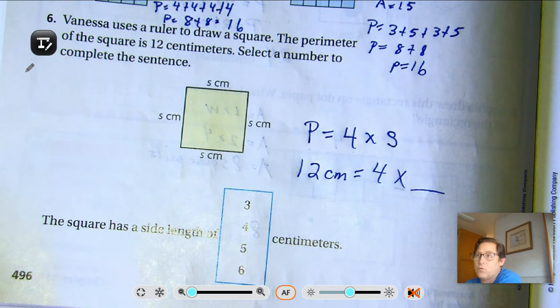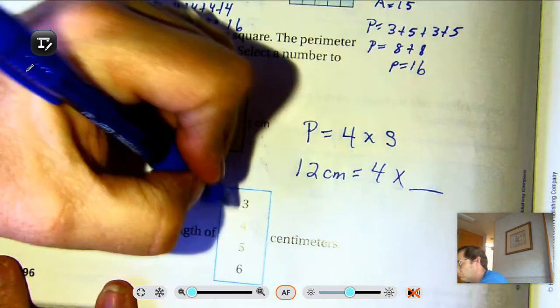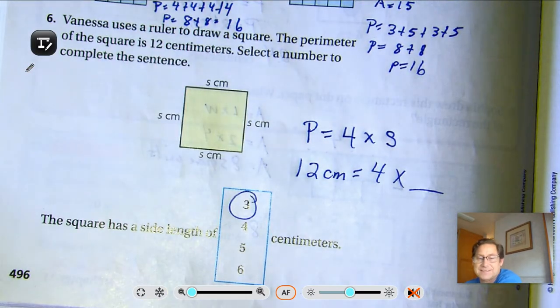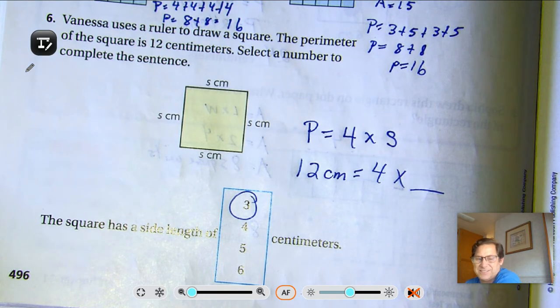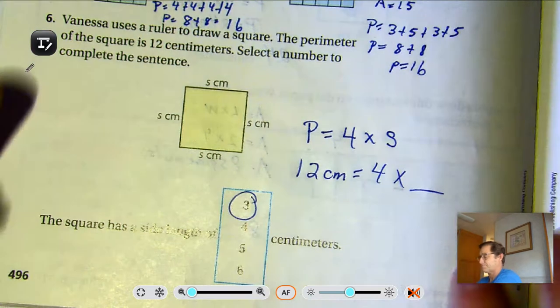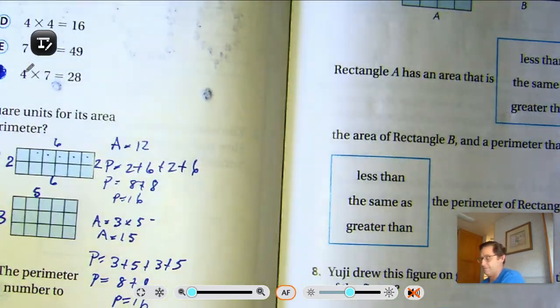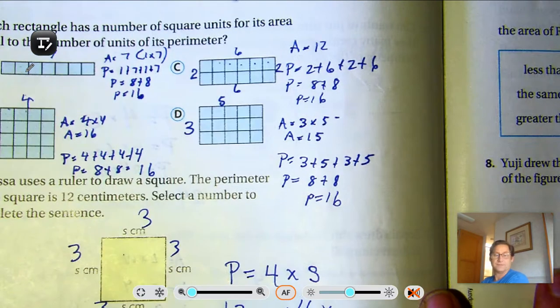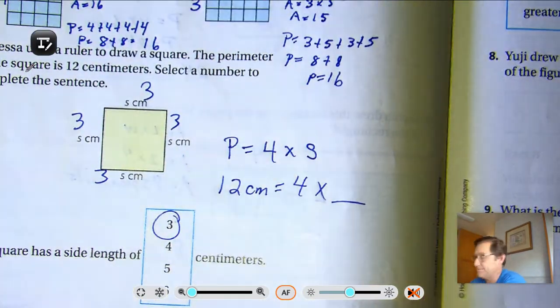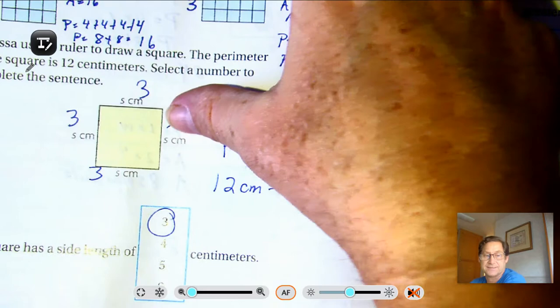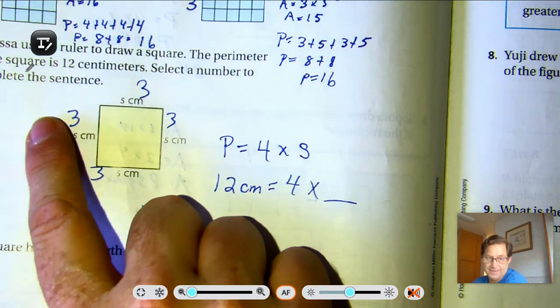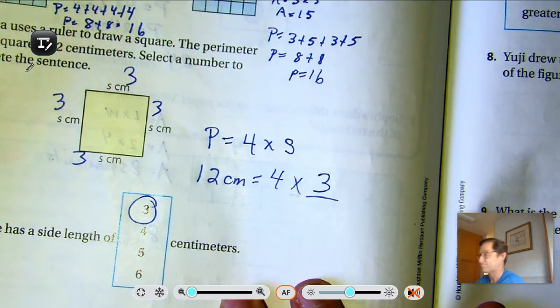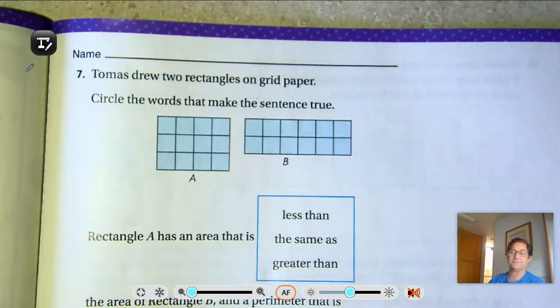4 times 3? 4, 8, 12? Yeah. 4 times 4? No, that's 16. 4 times 5? That's 20. 4 times 6 is 24, so it's 3. And we can confirm that by putting 3 in. Does that add up to 12 if we put 3 in? 3 plus 3 is 6. 6 plus 3 is 9. 9 plus 3 is 12. So 3 does work.